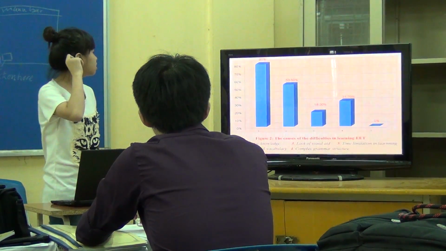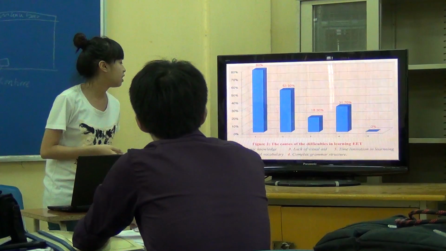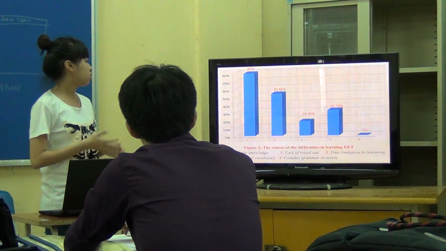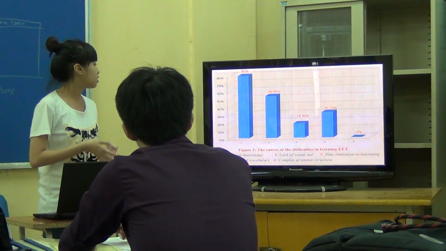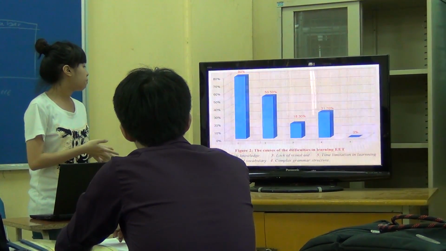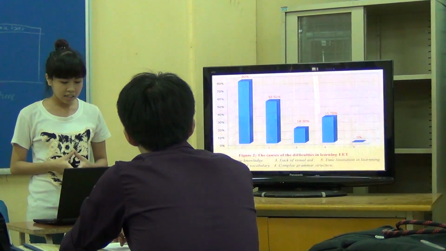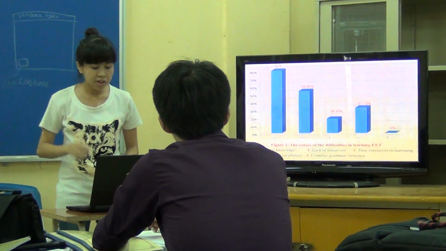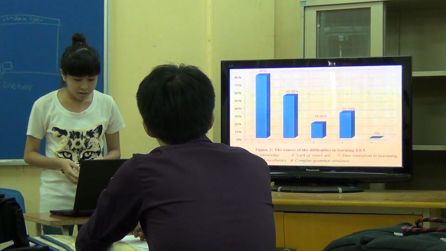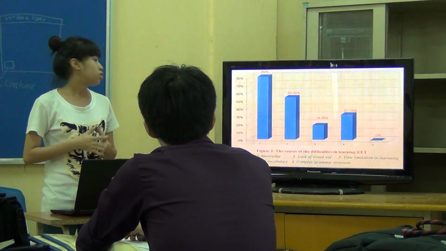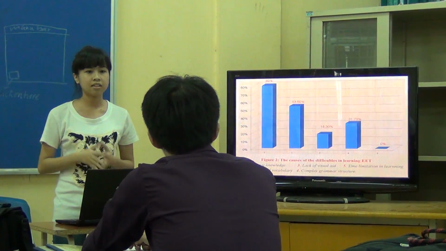And the second chart is the process of the difficulty in learning EET. To explain some difficulties, we are given some processes. The first is the lack of practical knowledge. The second is lack of technical vocabulary, and the next is lack of visual aids, complex grammar structure, and no time limitation is the cause of the difficulty in EET.